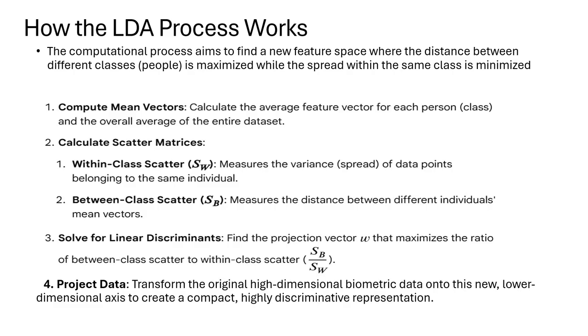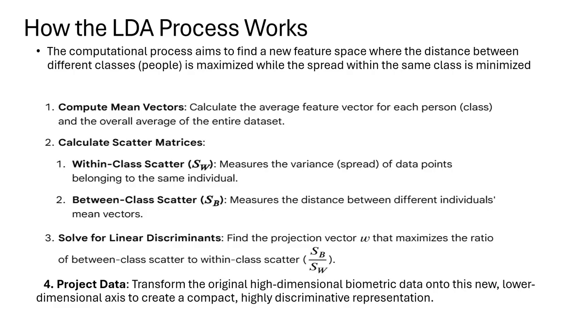The second step is calculating the scatter matrices: the within-class scatter matrix and the between-class scatter matrix. Both are considered. Here the class is nothing but the people. Within a person, we look at how the features scatter, and between two different people, we measure the distance between their features.